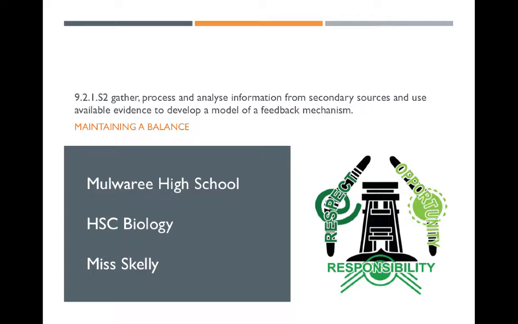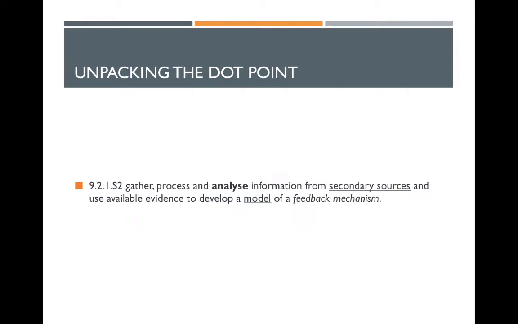Today we're going to be looking at dot point 9.2.1.S2: Gather, process and analyse information from secondary sources and use available evidence to develop a model of a feedback mechanism. So first thing we need to do is unpack the dot point. Remember, you can think of the ones that have an S in them as skill builders, okay? So this is where you need to be exercising your brain and have a go at actually doing things yourself using other resources. So it's gather, process and analyse information.